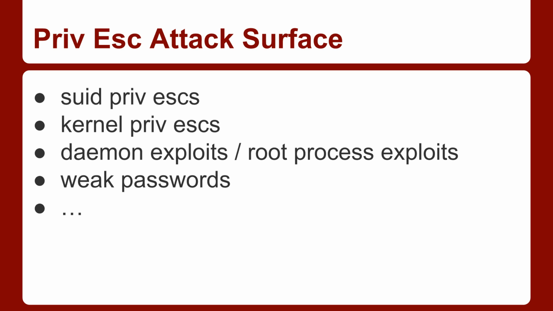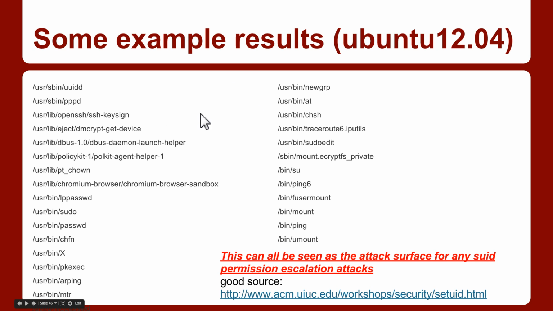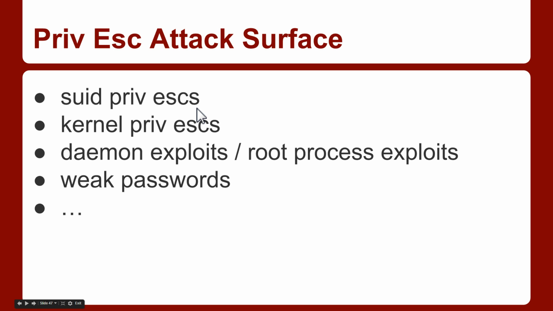In thinking about the attack surface for a system for just privilege escalation attacks, the following categories would make up the chunk of the attack surface. The setuid privilege escalations attack surface, which is basically any binary that has a setuid bit and is owned by root.